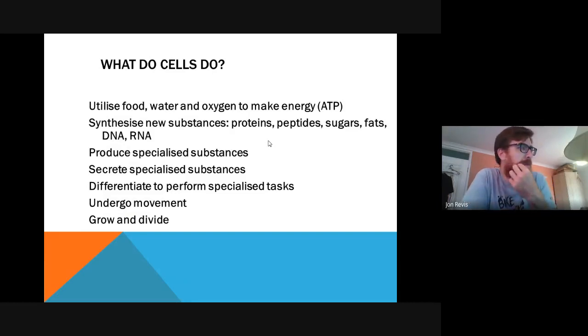So what do cells do? Cells do everything. There's no point in making it any more complicated than that. They utilize food, water, and oxygen to make energy. They make new substances: proteins, sugars, fats, RNA, DNA. They produce specialized substances that might be hormones or other secretions, things like neurotransmitters, which we'll talk about in week 7. They're differentiated depending on the task they need. Some of them move, and most of them grow and divide, which we'll talk about later on.